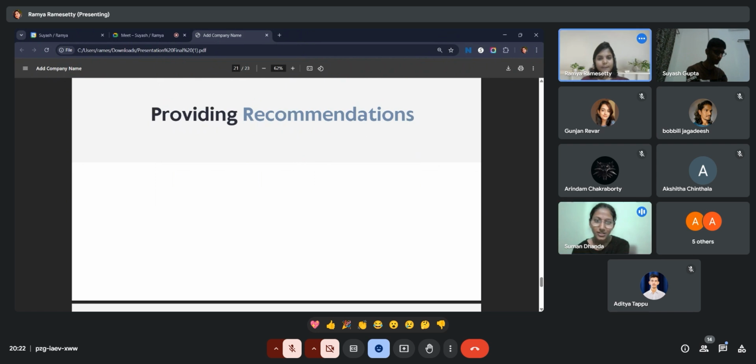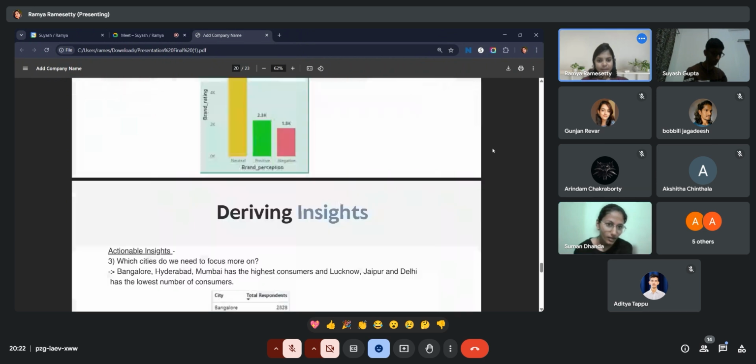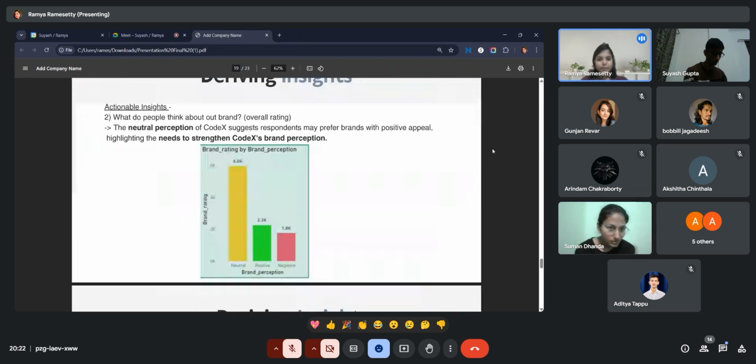Sorry, the middle one, what was that? The graph. Can you show it once again? Neutral, the perception of our brand. Okay. From this as well, we can see that the negative rating is the least. So our brand is doing great in terms of rating. So we need to work on the price and the location. That's all from my side.